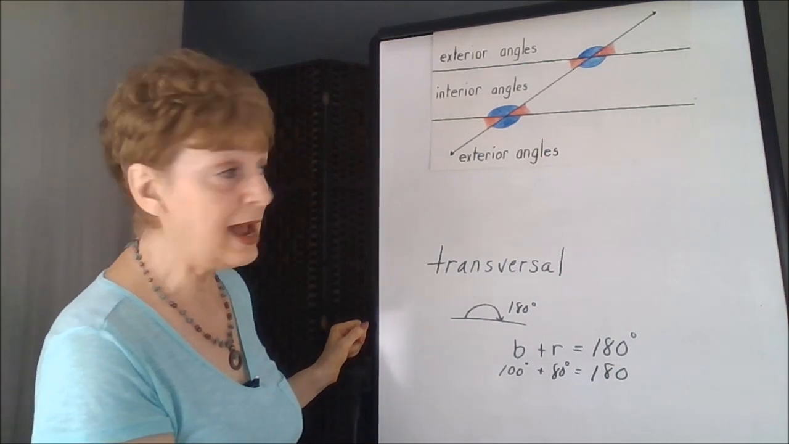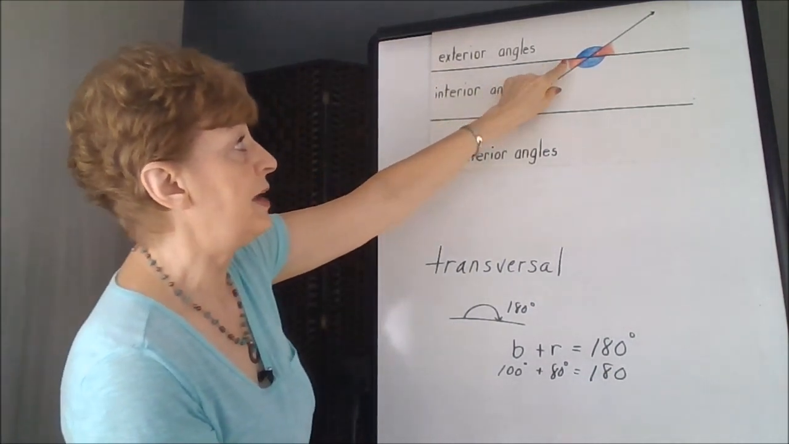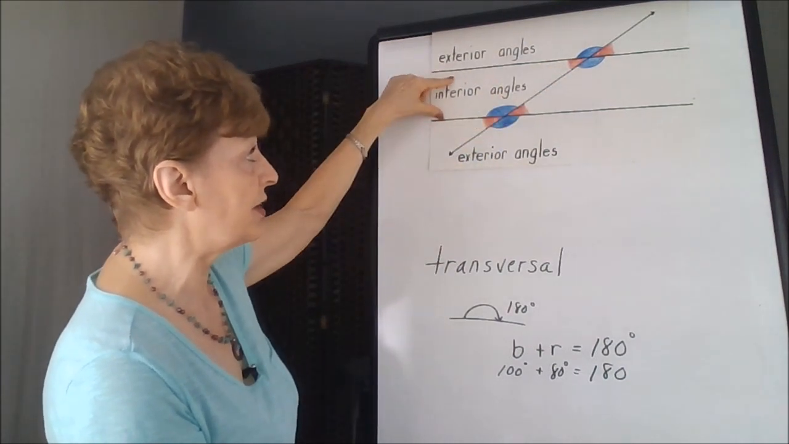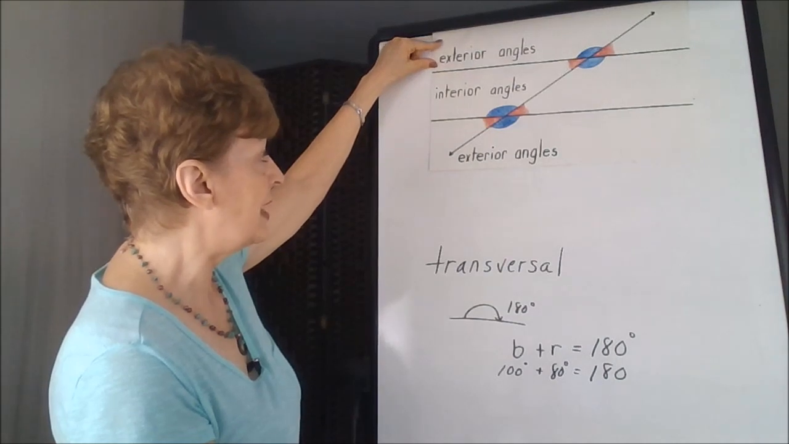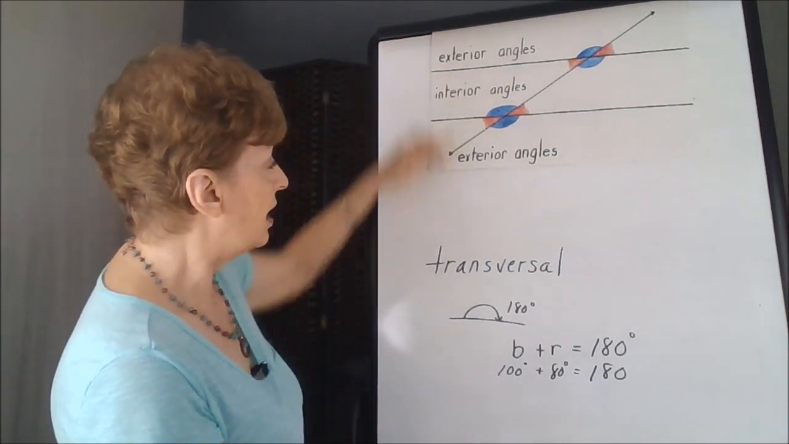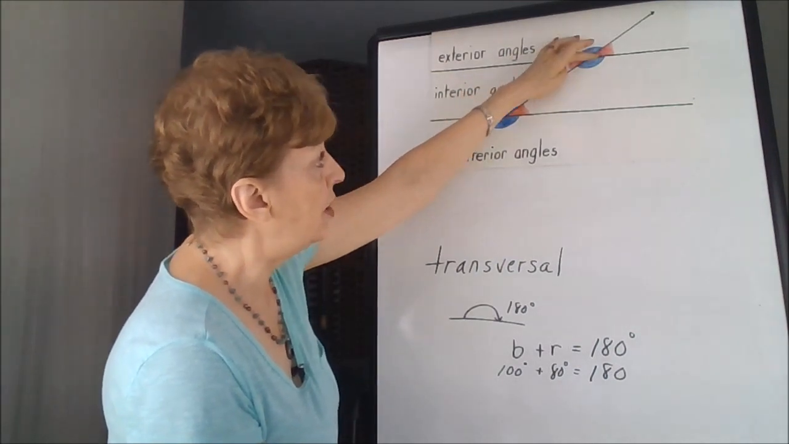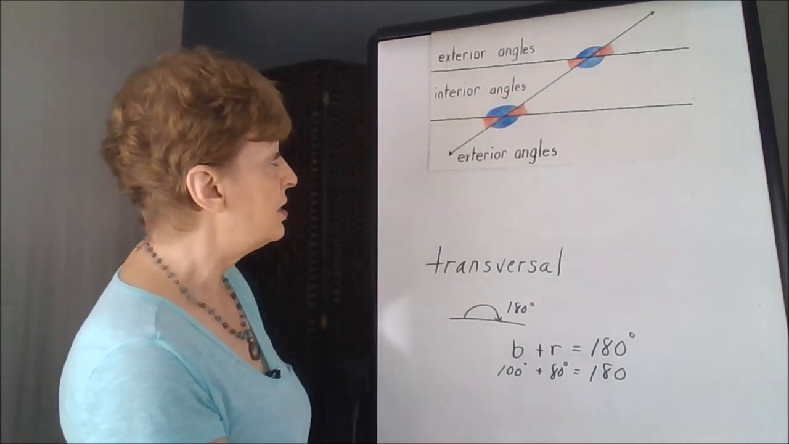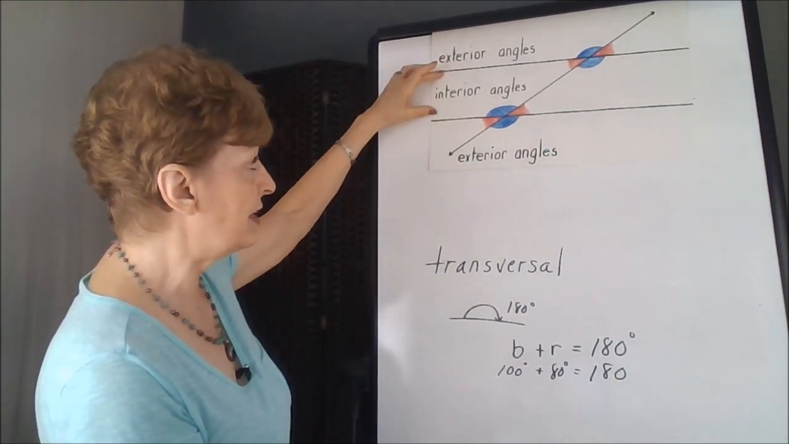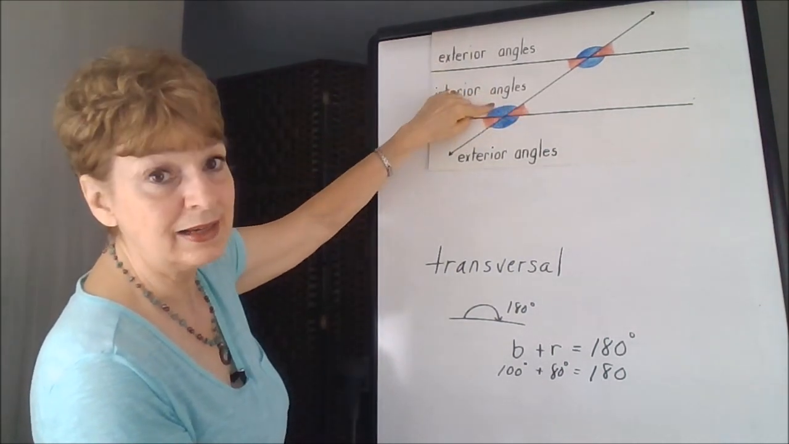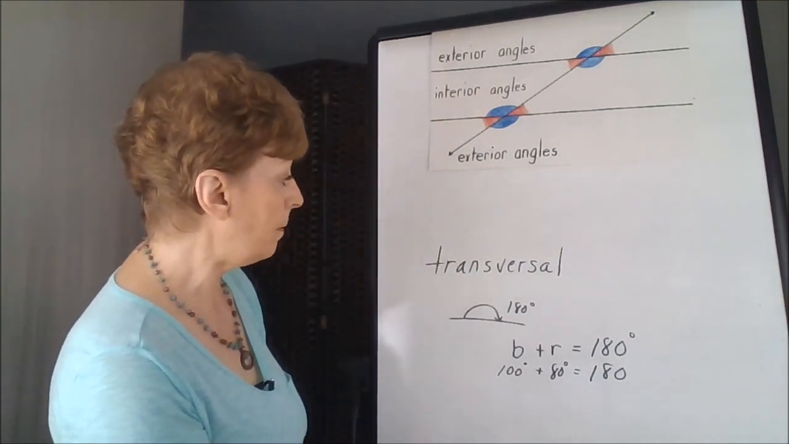So you can figure that out. These are supplementary angles, and we have two sets of interior supplementary angles. Now, if you focus on the exterior angles, again, we have a blue and a red. These add up to 180 degrees. So all of our exterior angles and our interior angles, the side-by-side angles, measure 180 degrees.